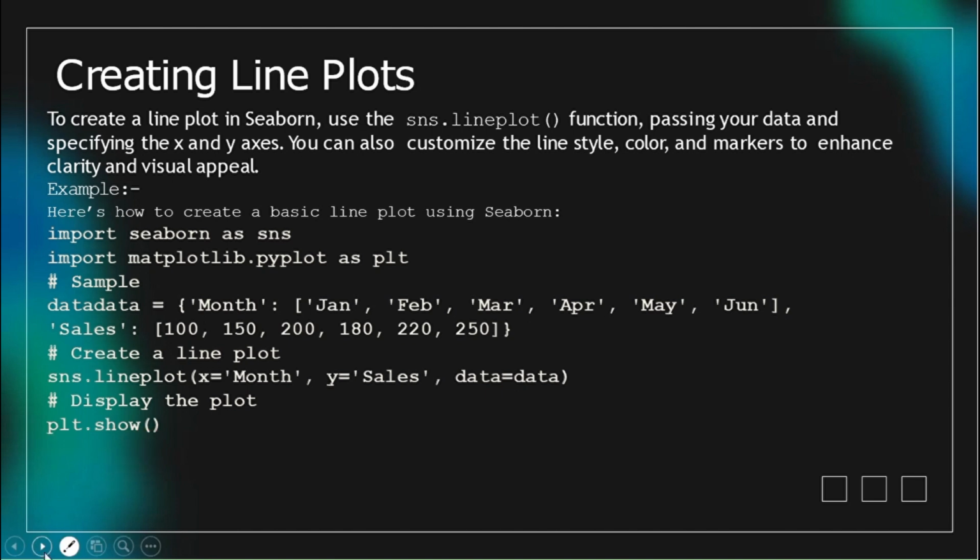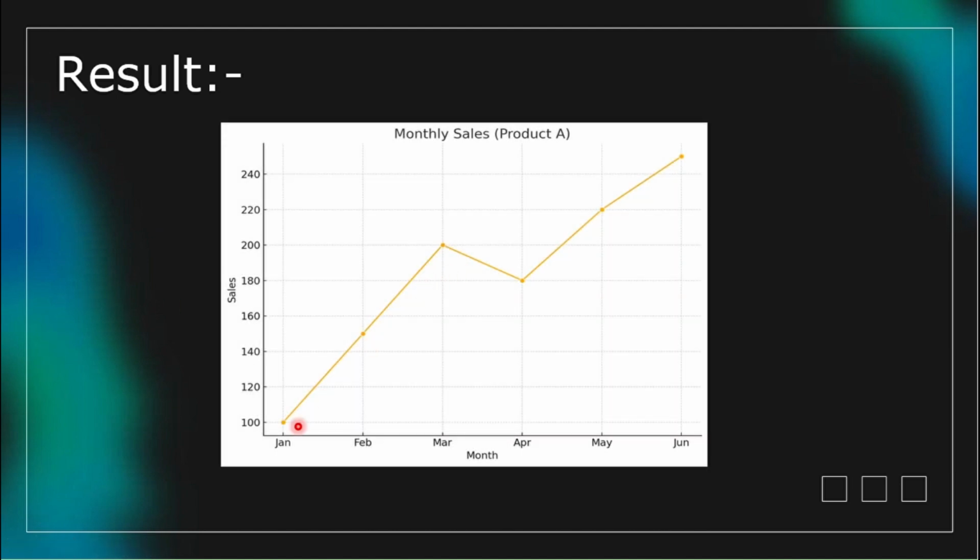So, what do we observe from this output? In the resulting plot, we see how the sales change over time. The line connecting the data points helps us visualize the trend. In this case, we can see that sales generally increase from January to June with a slight dip in April.